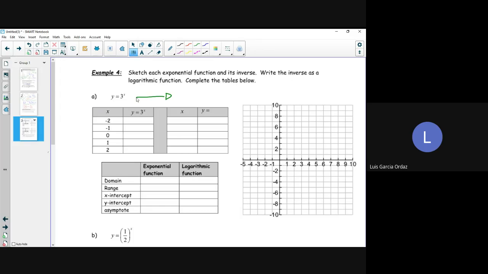It's in the definition on the first page. So the inverse would just be the log function. So it would be y is equal to log of x to the base of 3.